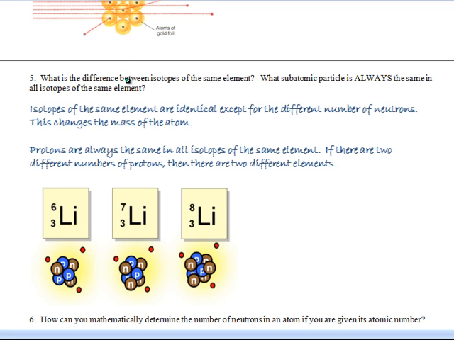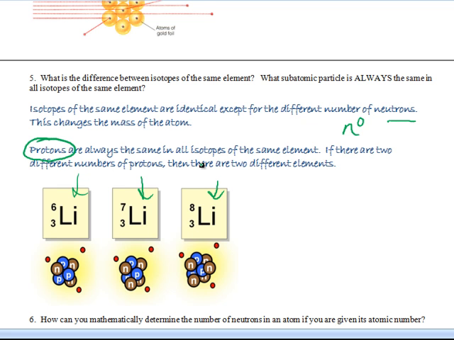Okay, number 5 here says, what's the difference between isotopes of the same element and what subatomic particle is always the same in all isotopes of the same element? Now, first of all, you need to know what isotopes are. Isotopes are the same element, so for instance, lithium, lithium, lithium. They're all the same element, but they have different numbers of neutrons. So neutrons are the big key here. Neutrons change, and therefore they change the mass of the atom.